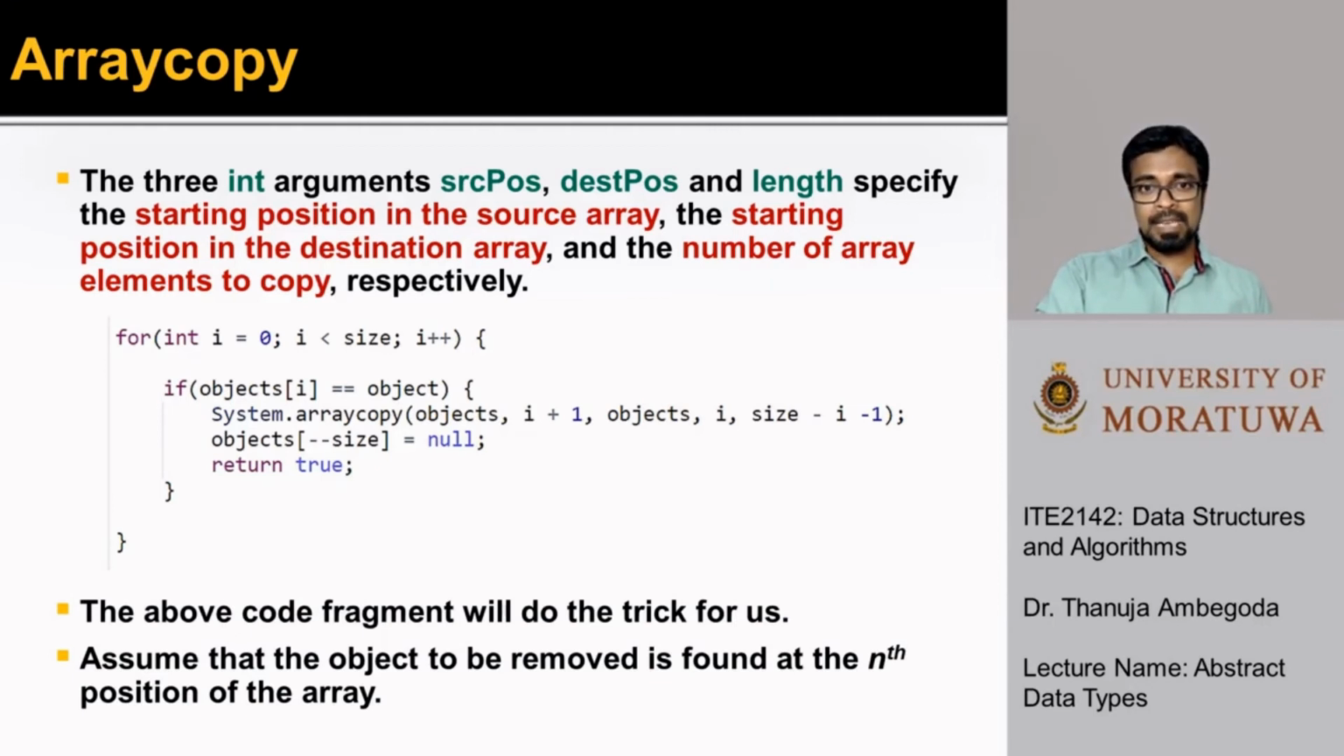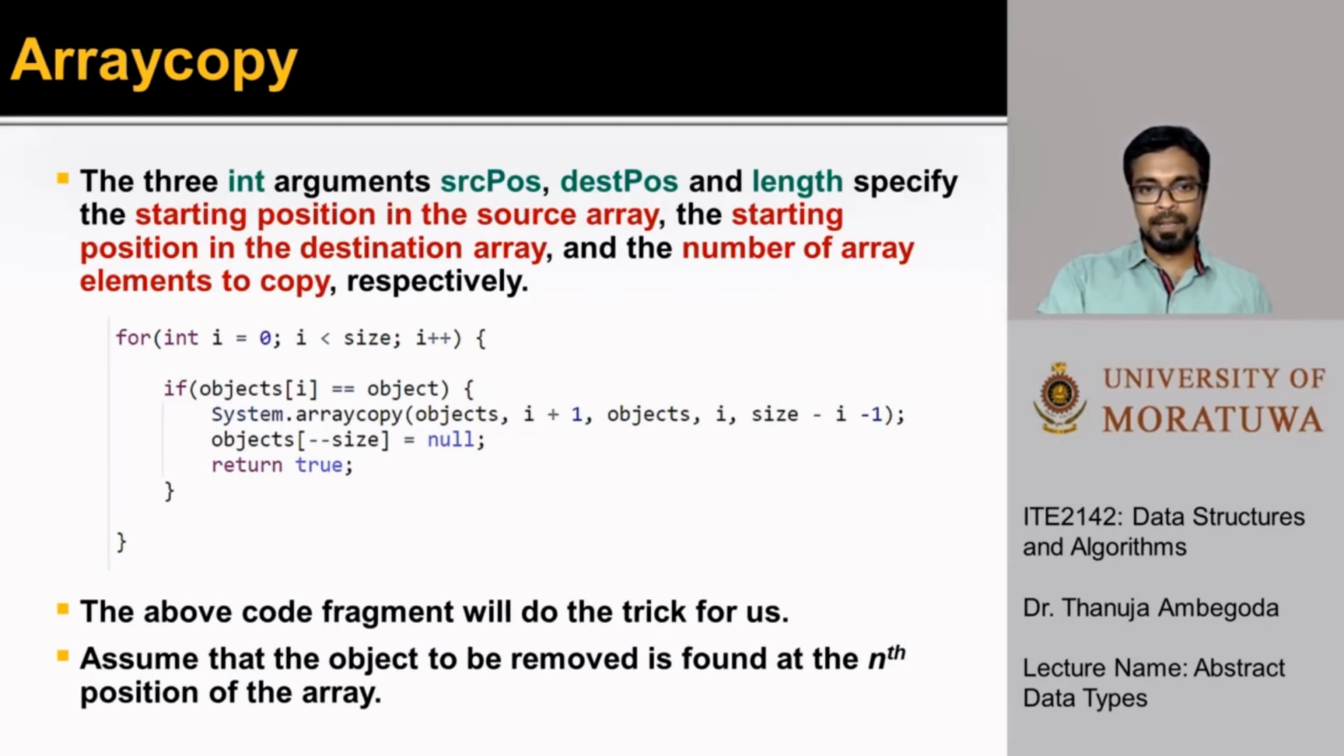Length specifies the number of array elements to copy. So from position srcPos, a number of elements equal to length is copied from the source array to the destination array, and at the destination array, the starting position to which the array elements are copied is specified by destPos. So these are the arguments, right?